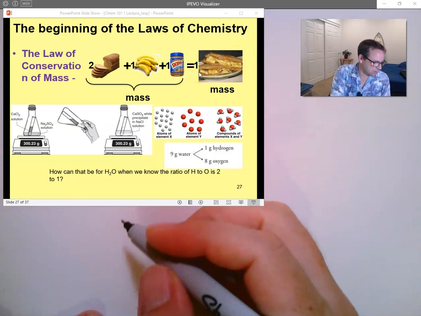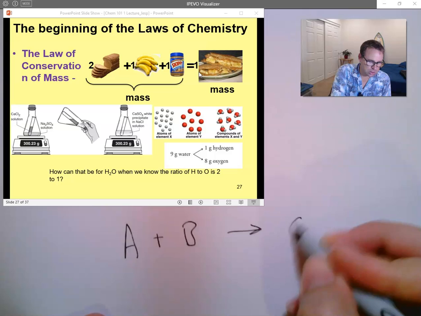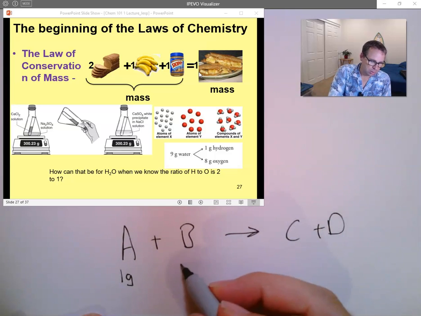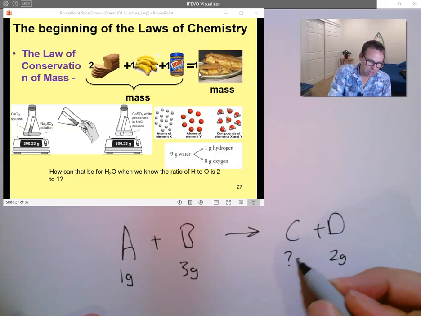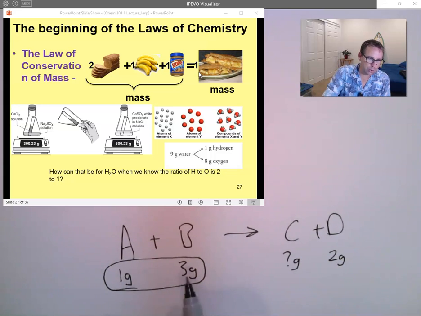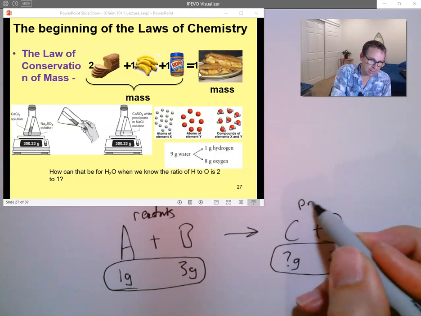We also said, for example, a chemical reaction like A plus B going to C plus D, right? If I know I have 1 gram of A, 3 grams of B, and in the end I produce 2 grams of D, how many grams of C am I going to produce? What's the total? The total over here is 4 grams. So it has to be 2 grams of C. The mass of the reactants will always equal the mass of the products.